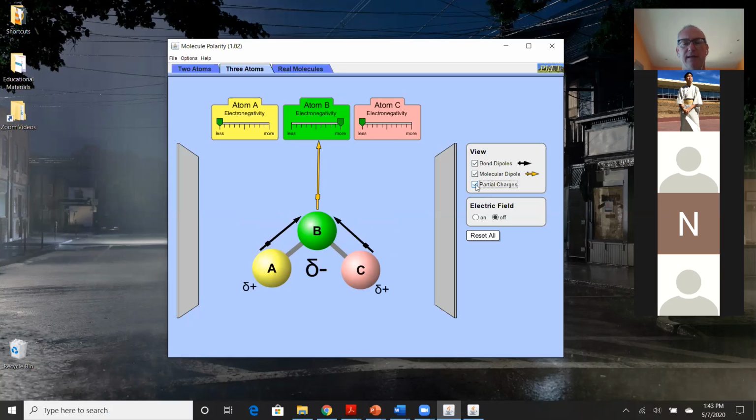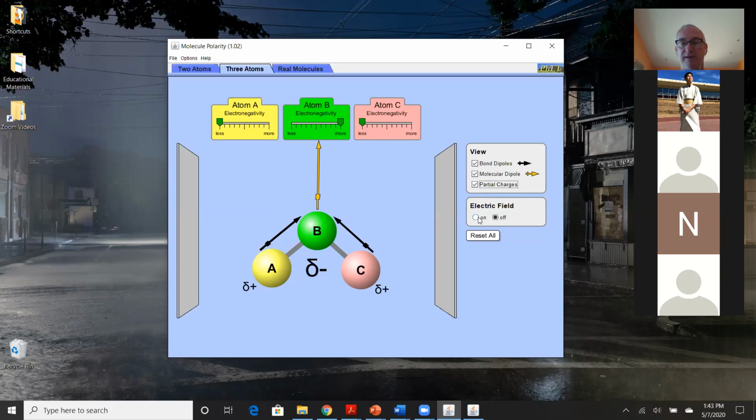And we can also look at the partial charges. You can see that the partial charge on the oxygen is going to be basically twice as much as the positive charges on the two hydrogens, since it's pulling electrons away from both of them, okay?